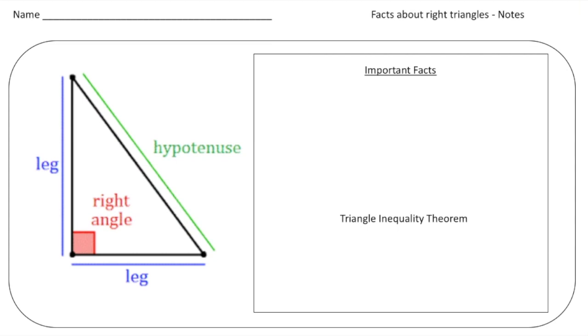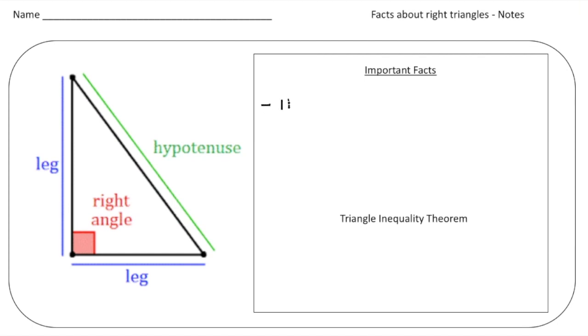All right? So maybe you've heard about different types of triangles before, like scalene and isosceles. Well, a right triangle has a right angle in it. That's really the key characteristic of a right triangle. And the side that's directly across from the right angle is called the hypotenuse. And the hypotenuse is always the longest side. Okay? So let's write under important facts.